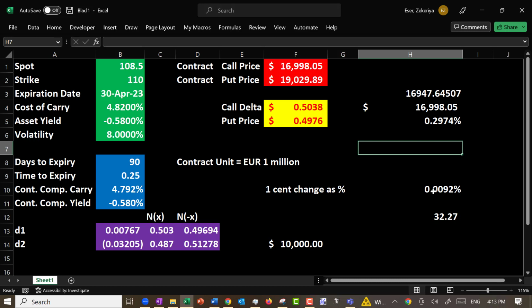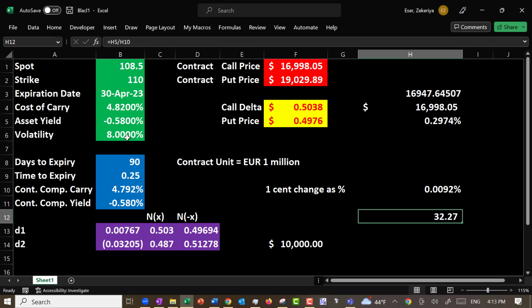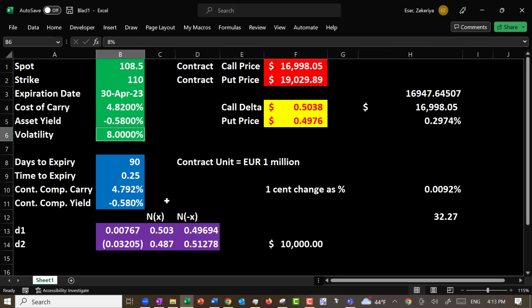That's fine, but that's only a. Oh, okay. 1 cent means you went from 108.49 to 108.50, right? That's a 0.0092% change. But the value of the option goes up almost by 0.3%. So you have implicitly pretty high leverage. That happens in low volatilities.